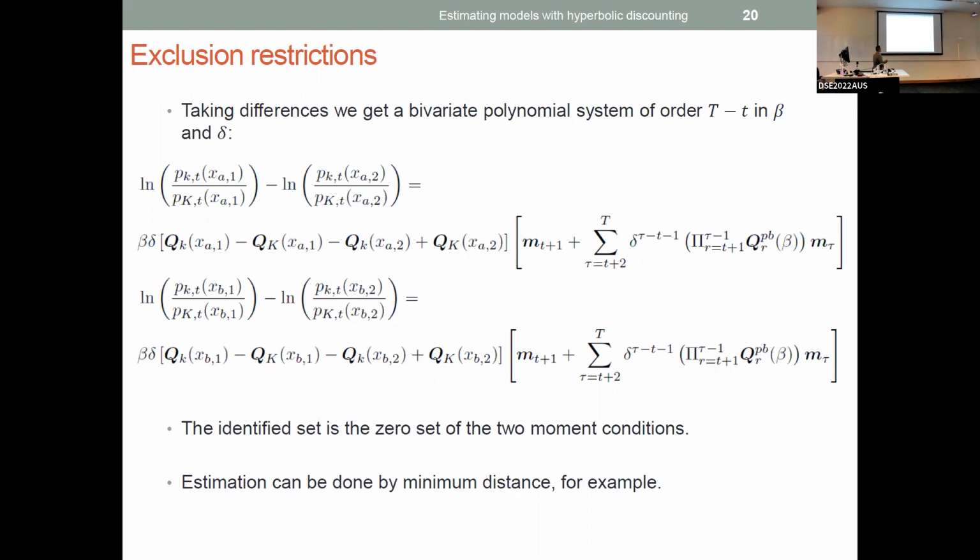These are highly nonlinear in delta and beta. The identified set is the zero set of these two moment conditions. We can perform estimation by, say, minimum distance or even OLS. Well, not in this case, but in some other cases, you can have OLS.